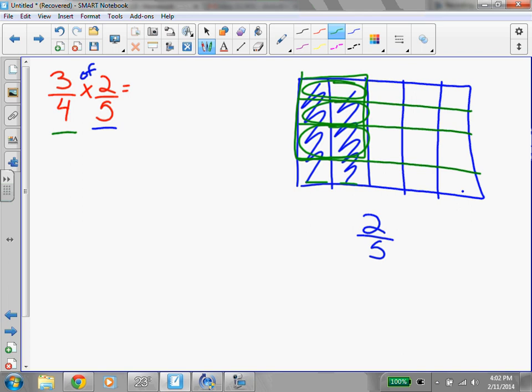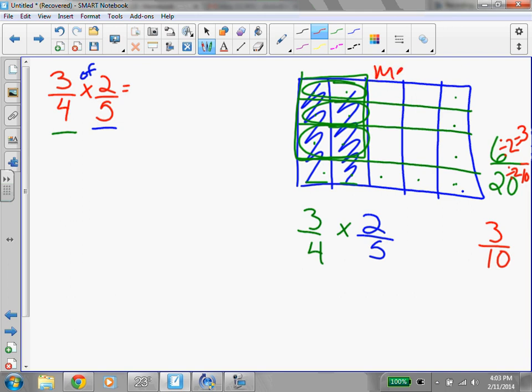Let's see. Well, now 2/5, so I have 3/4 of 2/5. How many pieces do I have? 1, 2, 3, 4, 5. 1, 2, 3, 4. 5 times 4 is 20, so there are 20 pieces there. And out of those 20 pieces, 3/4 of that would be 1, 2, 3, 4, 5, 6. 6 pieces out of 20, 6/20. But I can't leave it like that. I need to simplify. So to simplify, 6 divided by 2 equals 3, and 20 divided by 2 equals 10.